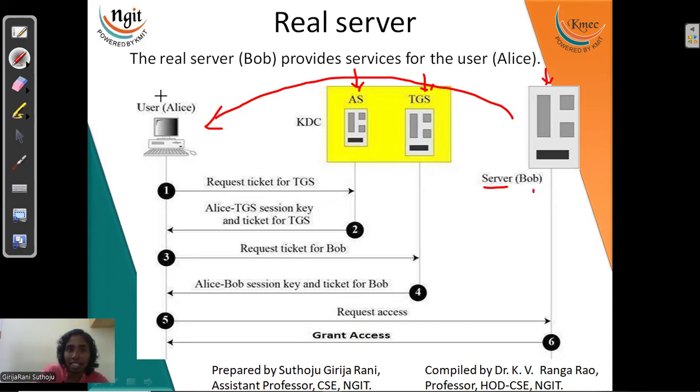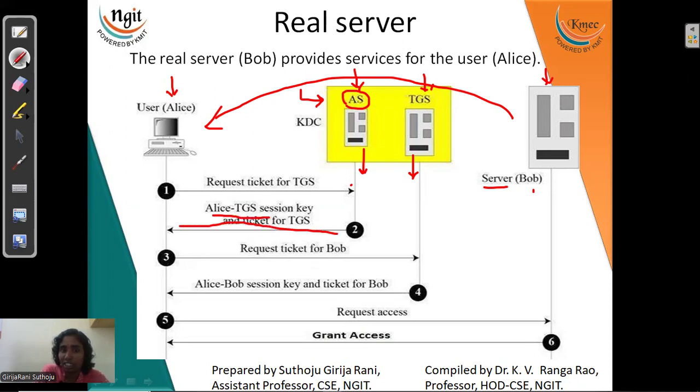Here we call client as Alice and the server as Bob. So let us see the procedure. First, Alice will be requesting to communicate with Bob in terms of KDC. So KDC as a key distribution center will be holding 2 servers, that is the authentication server and ticket granting server. So first, authentication server will take the request and analyze whether this user is authenticated or not with a few validations and verification. Then authentication server will be providing a TGS ticket to connect with the TGS server.